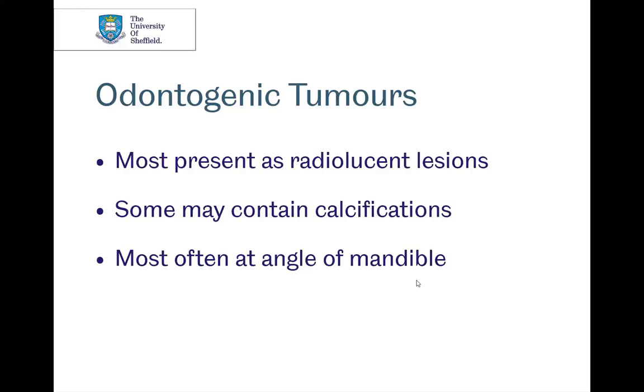The most common site for an odontogenic tumour is at the angle of the mandible, and that is related to the fact that that is the most common site for there to be remnants of dental lamina. So therefore, it's not a surprise that odontogenic tumours most commonly arise at this site.